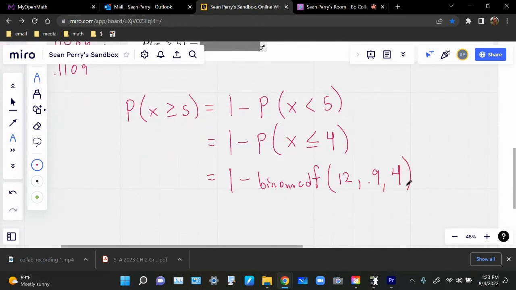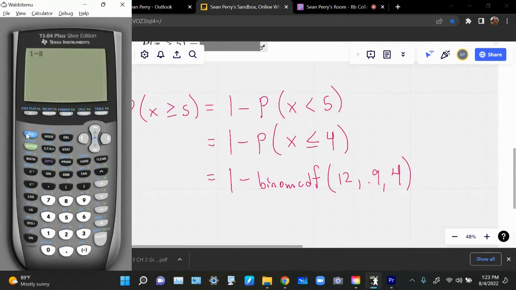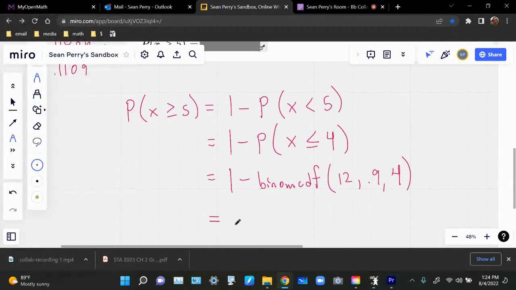Now that it's in the form of the cumulative binomial distribution, less than or equal to 4, all the values up to 4, now we just take that away from 1. So back to our calculator, we take 1 minus 2nd distr up to binomCDF, and we already have these in there from the last one. We're going to put this now at 4 and paste. And we get a lot of 9s, 0.999999 and so on.